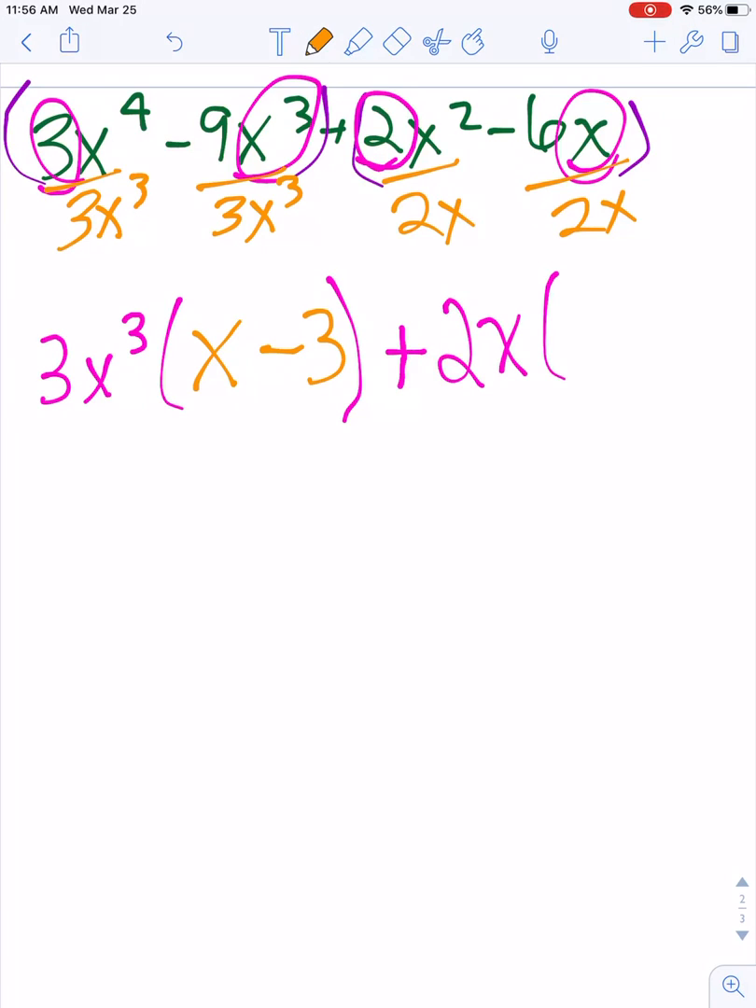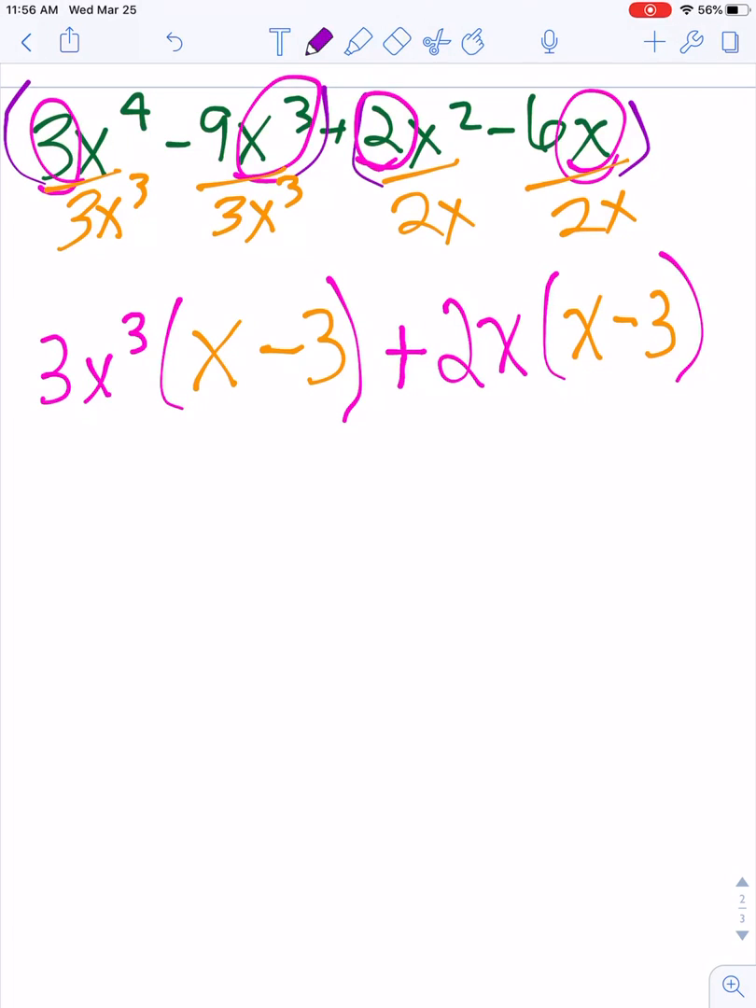So 2x squared divided by 2x is 2 divided by 2 is 1. x squared divided by x is just x. Then we have 6 divided by 2, which gets us a 3, and x divided by x, which is just 1. Now you should be able to really easily see that we now have a new polynomial that has 2 x minus 3's in it.